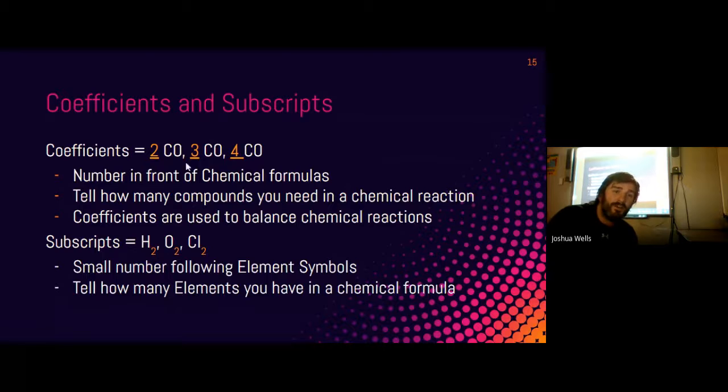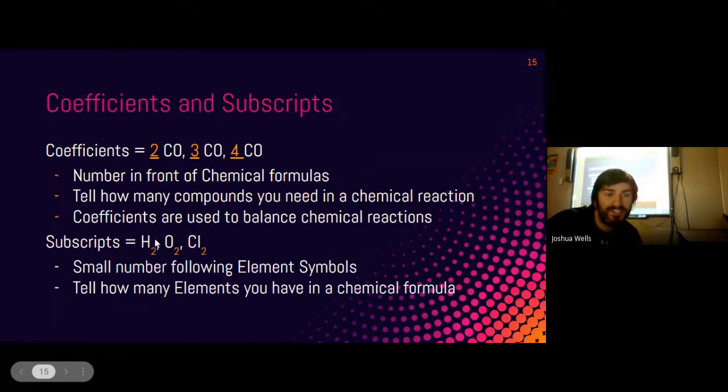So if we look at our coefficients up here, I have 2 CO, 3 CO, and 4 CO. What that's saying is, just like in math, if I put a 2 out in front of parentheses, that's telling me I have 2 carbons and 2 oxygens. Or if I have a 3 coefficient, that's saying that I have 3 carbons and 3 oxygens. Versus a subscript, which is that little number down here. It could be a 2, it could be a 3, it could be a 4, it could be 9. It doesn't matter.